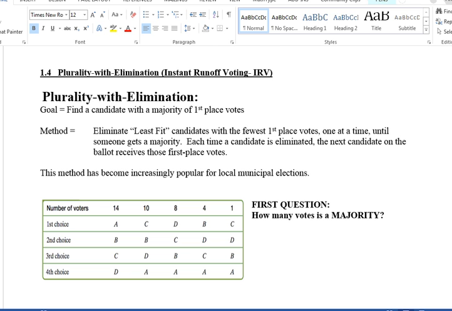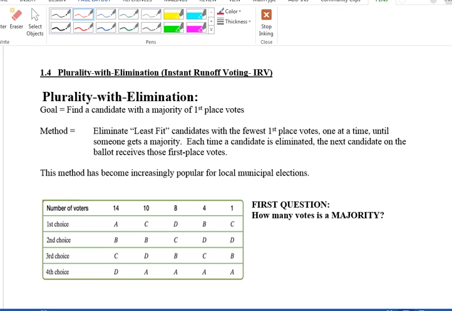This is Finite Math A, and we are going to be talking about plurality with elimination, which is sometimes called instant runoff voting. Okay, so plurality with elimination, the first thing that you notice is that it has this word plurality. Remember that plurality means he with the most first place votes wins.